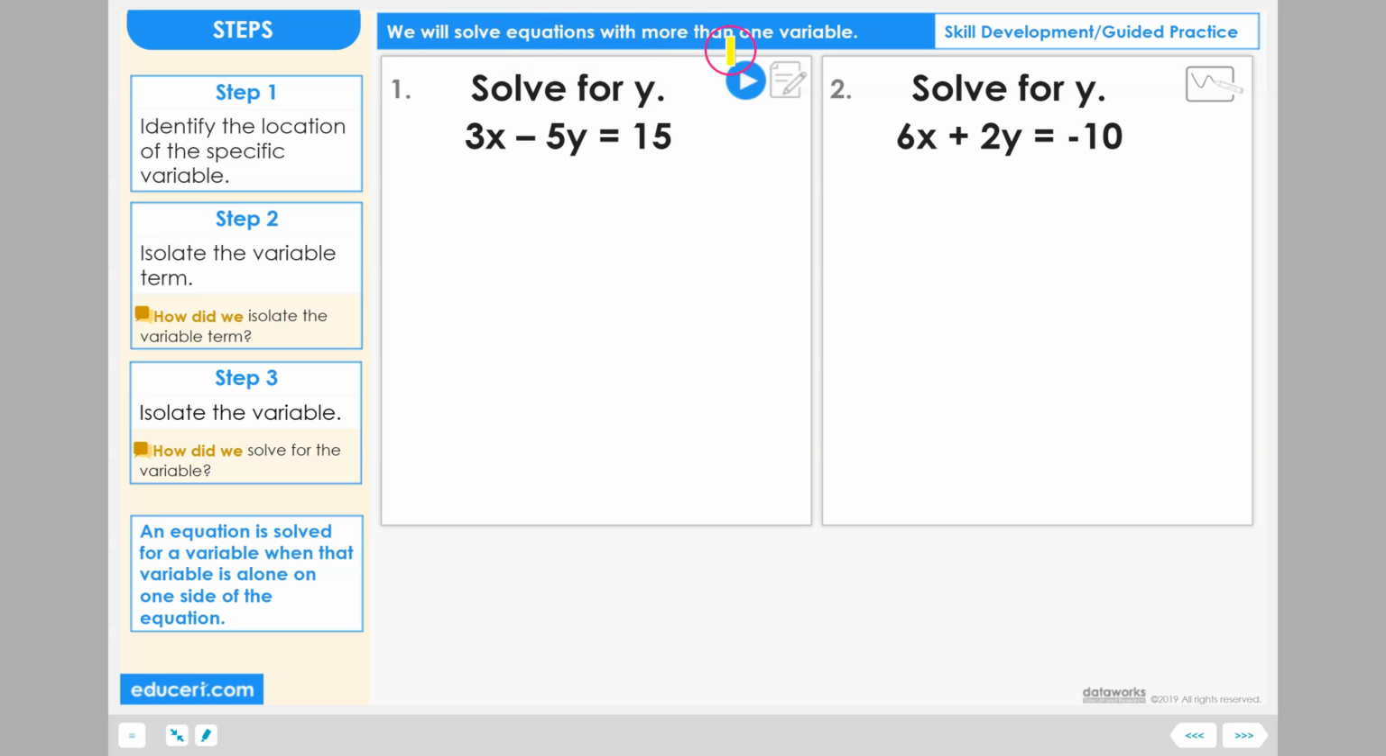Let's solve equations with more than one variable. Equation number 1. Solve for y. 3x minus 5y equals 15.